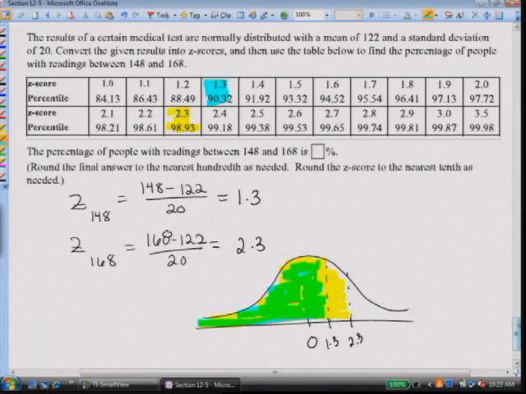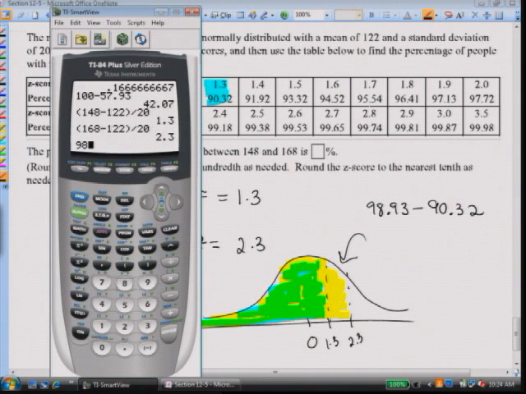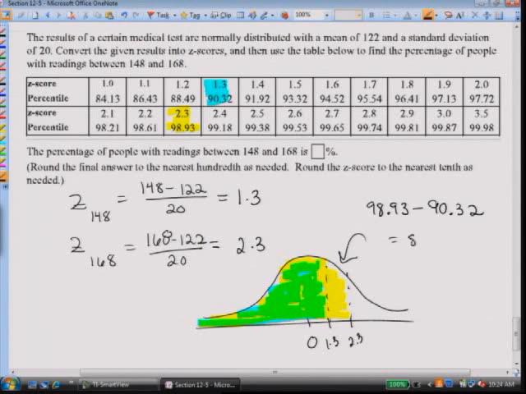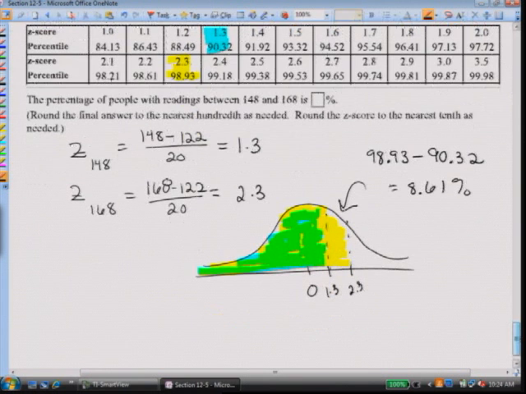And so if I want to get the area in between, I just subtract 98.93 minus 90.32. And so 98.93 minus 90.32 is 8.61. Okay? So this is just your first little taste of playing with the normal model.